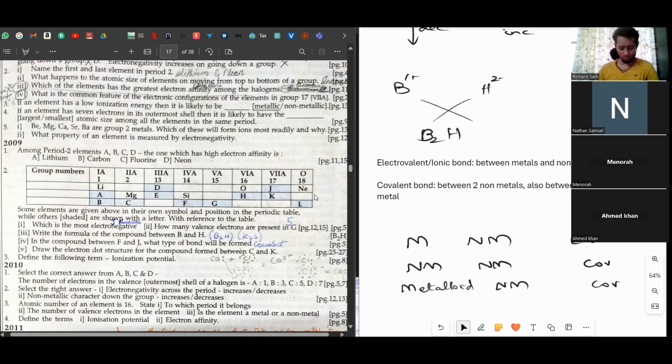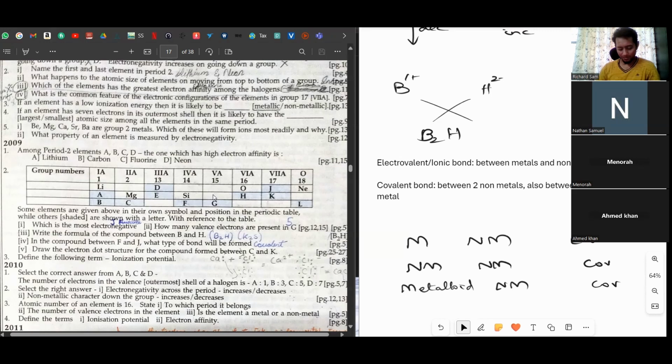Q, where is Q? There's no Q. There's a Q only in the question. Okay, let's change that from Q to G. How many valence electrons are present in G? 5. Right, group number. Yes.